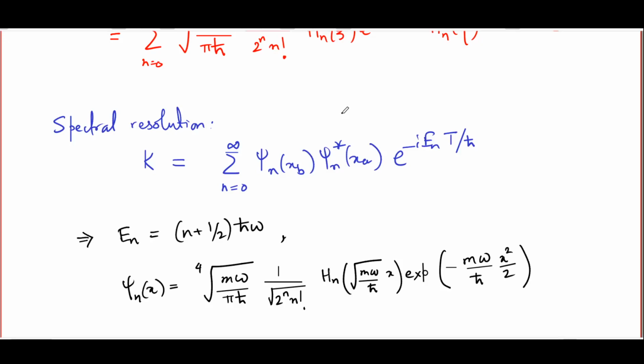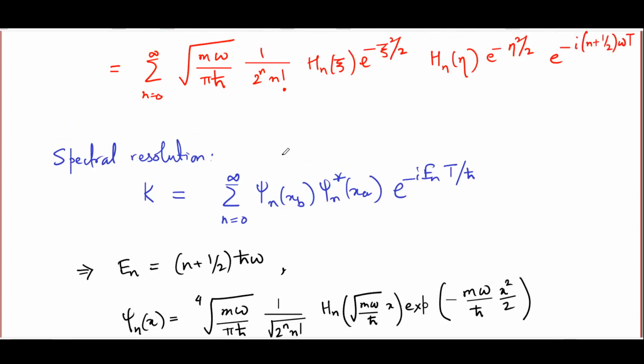And in general, the nth psi of x has to be the fourth root of m omega by pi h cross into 1 by square root of 2 to the n factorial, so that multiplying the two together will give you what you have here. And H_n of root over m omega by h cross x, times exponential minus m omega by h cross x square by 2. I've just gone back from xi and eta to the corresponding dimensional variable x here. As you can see, we can directly read off the energy eigenfunctions and eigenvalues for the harmonic oscillator from the propagator that we have already calculated.